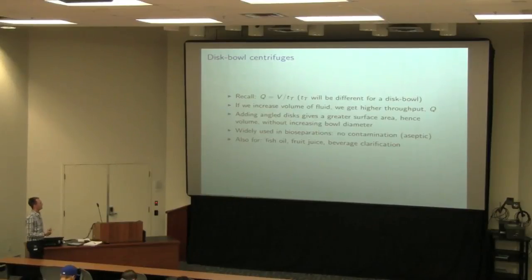So you'll see it in products that are destined for human consumption. So oils, fruit juices, other beverages, beer, wine. Wine, for example, can be clarified in this way as well.